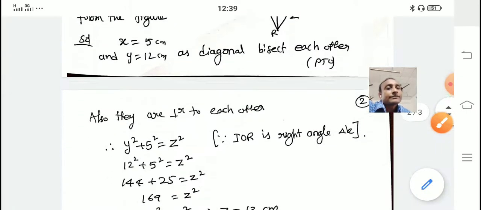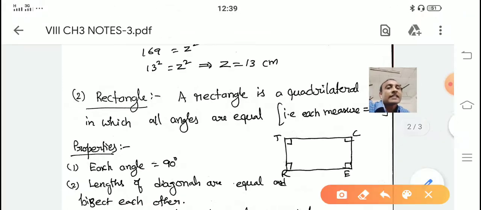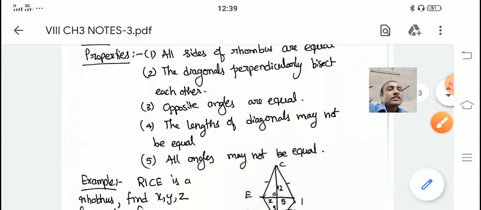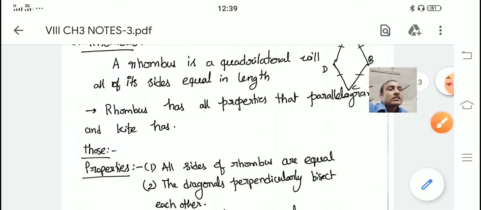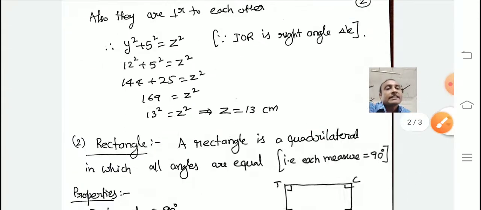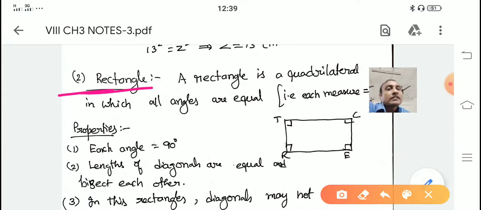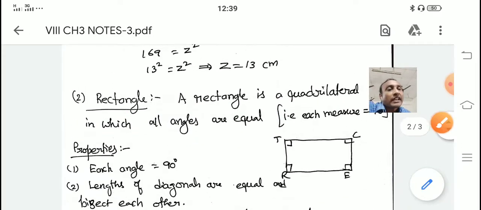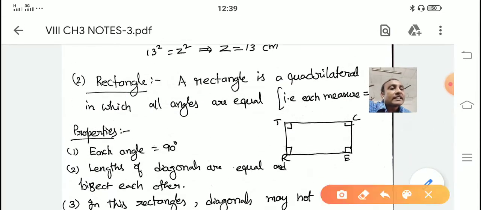Next, rectangle. What is a rectangle? See, the rhombus definition, what is the definition of rhombus? All sides are equal in length. But if you see the rectangle, a rectangle is a quadrilateral in which all angles are equal. That means sides are equal means rhombus, angles are equal means rectangle. So see, all angles are equal means you can say that each angle is equal to 90 degrees.